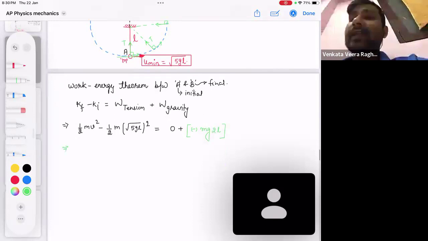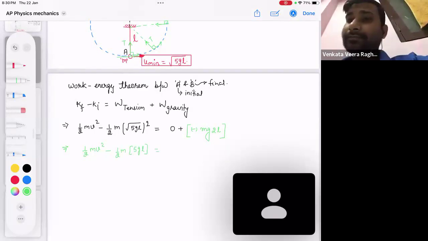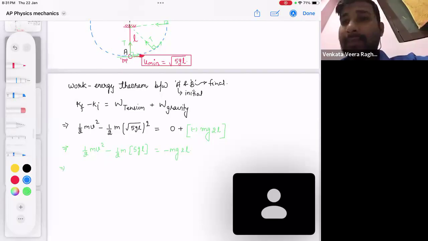Okay. Now let's simplify it. If we simplify it, we are getting half mv squared minus half m into 5gL, equal to minus mg into 2L. Now just cancel out m, half, half, m. So here 2 it will become. So v is coming under root of what? gL.